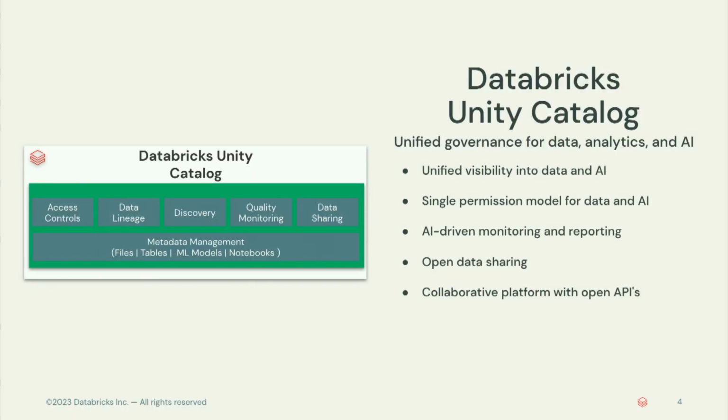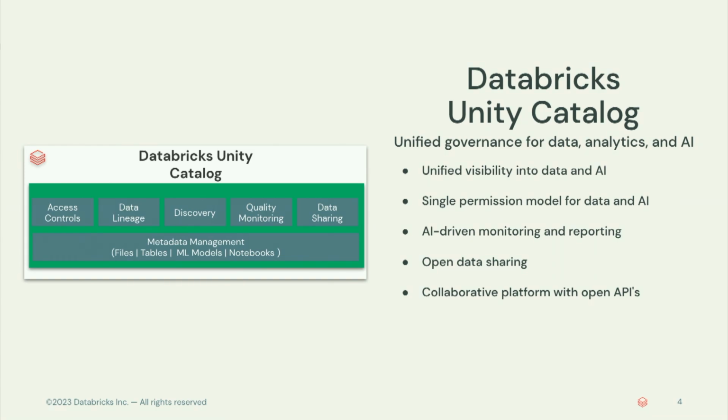This is where, and you would have seen Matei's keynote address today, Unity Catalog comes in with Databricks. It gives you a unified governance layer across your data estate, as well as your AI and ML models. And the features that it has, you can see there.